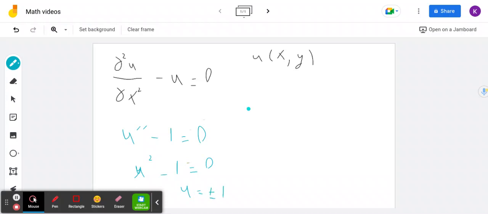So as a result, we can write the solution as u is equal to a, which is a constant, times e to the negative x because of the negative 1, and then plus b times e to the positive x because of 1. But in this case, the a and b are constants in a normal differential equation.